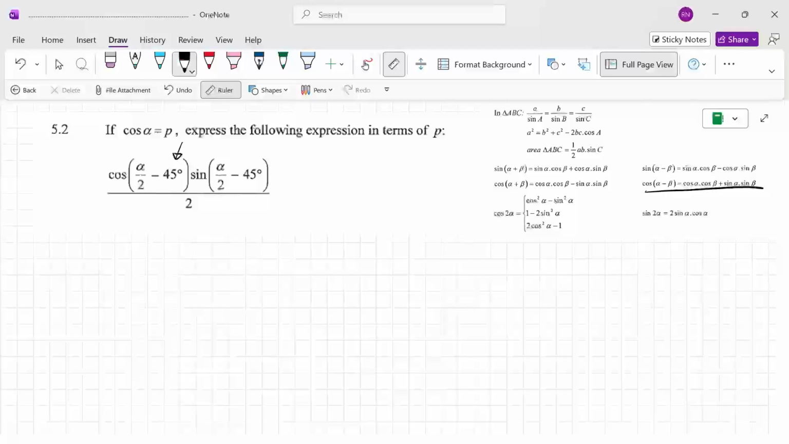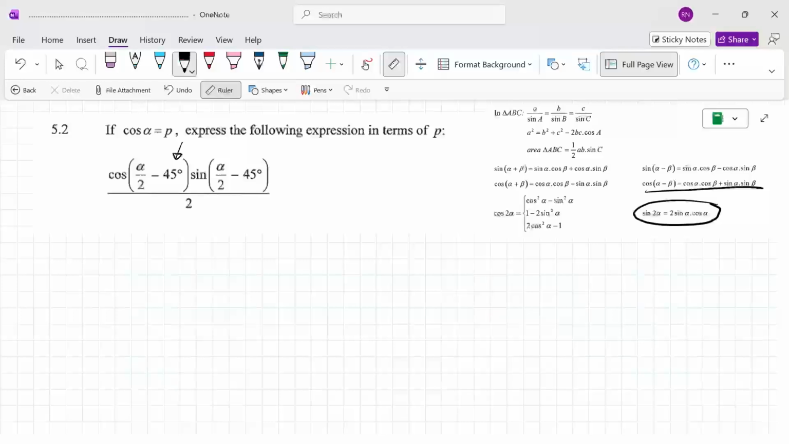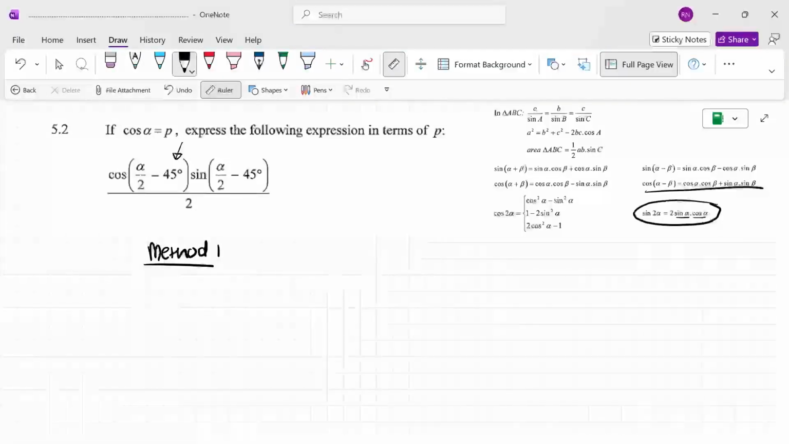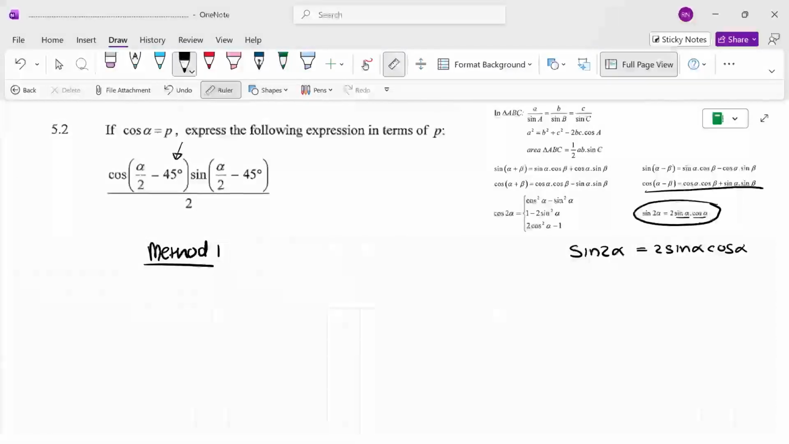I kind of see over here this is sine of an angle and cos of an angle. So I'll do it in two ways. This is method one. I think method one is a bit shorter, and then method two I'll do on the side. So the first method is I know that sine of 2 times an angle is equal to 2 sine theta cos theta. So sine 2 alpha is equal to 2 sine alpha cos alpha.